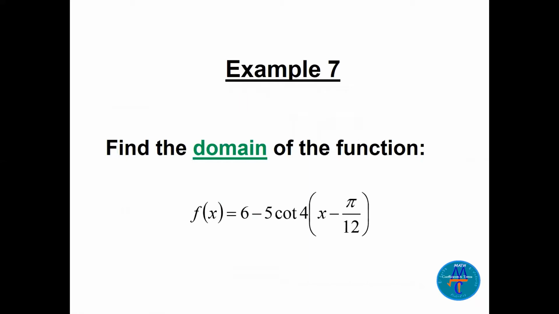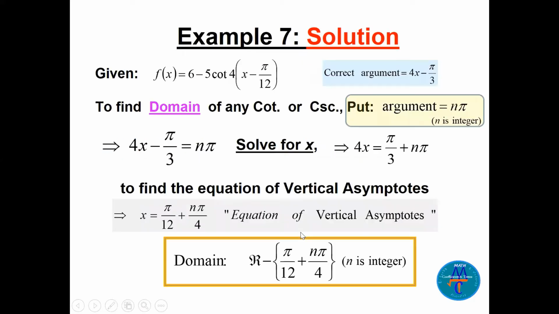Let's find the domain of this function: 6 minus 5 cotan of 4 bracket x minus pi over 12. To find the domain, we have to look for the correct argument. Multiply by 4 inside, 4x minus pi over 3. That's the correct argument.